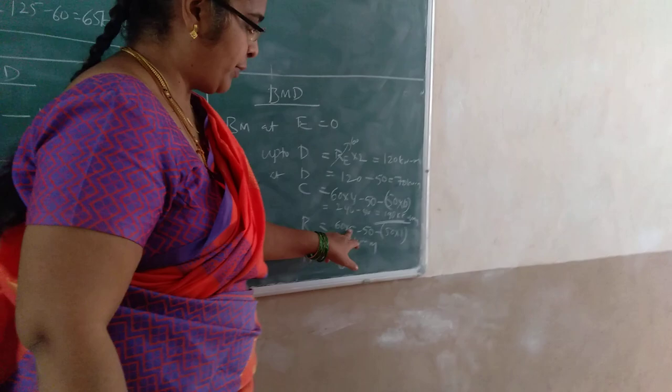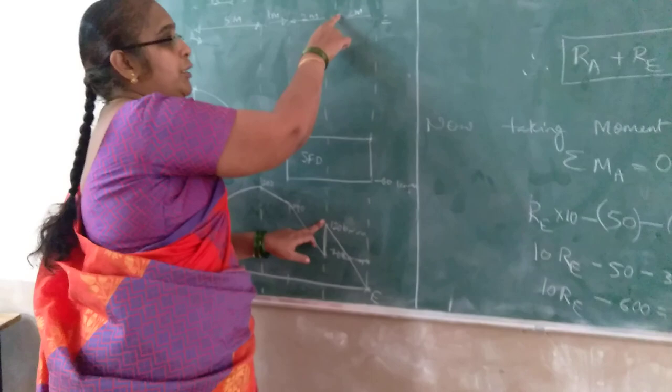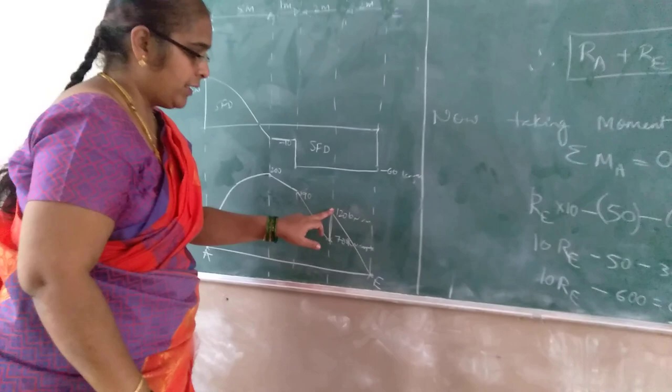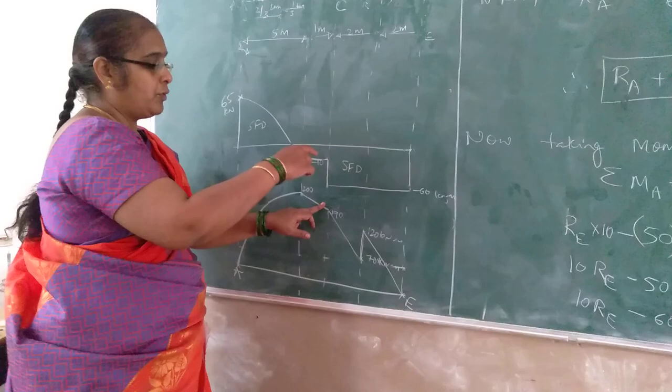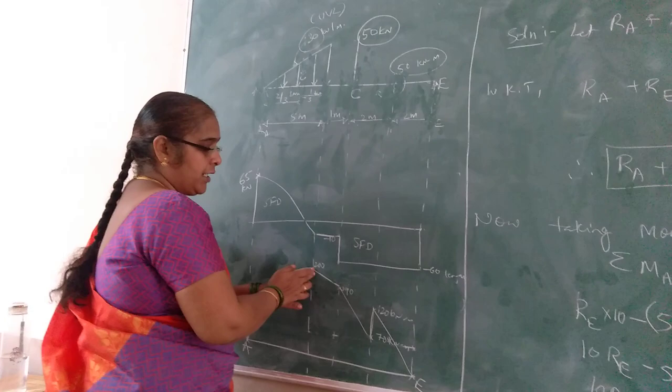Okay. The same values are represented here. Initially it is 0. Next it is 120 because 60 into 2 is 120. Then it comes to be 70 because of this 50. Subtract that, so 120 minus 50 is 70. Next it gradually increases to 190 because the distance is increasing. RE into 4 minus 50, it comes to be 190. Next, since again the span is increased, it comes to be 200 and lastly it is 0.